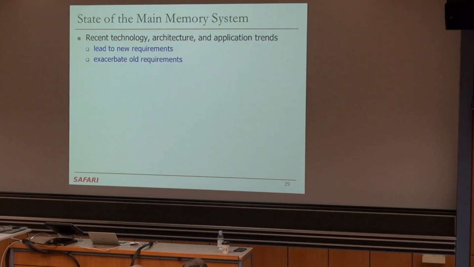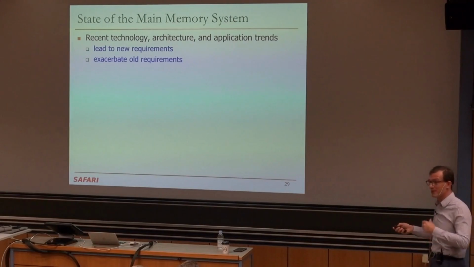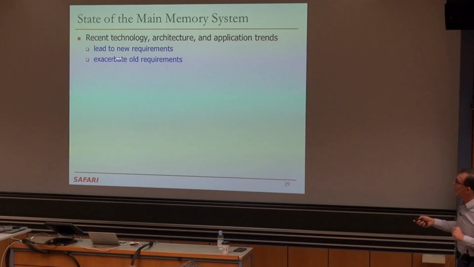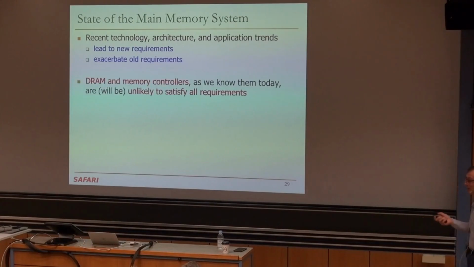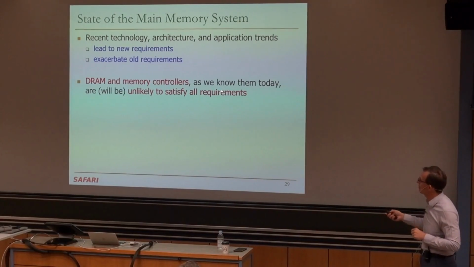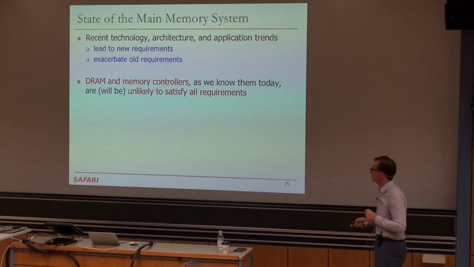Okay, so I'll give you a couple of trends in the next few slides. Basically, there are some recent technology, architecture, and application trends that lead to some new requirements from the main memory system. That's one of the reasons main memory has become even more important, and that exacerbate the old requirements. We're going to talk about them. As a result, hopefully I've shown you with Rowhammer as an example, that DRAM and memory controllers, as we know them today, are unlikely to satisfy the requirements. That's why a lot is changing in the memory space today.